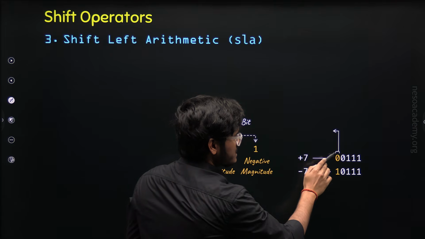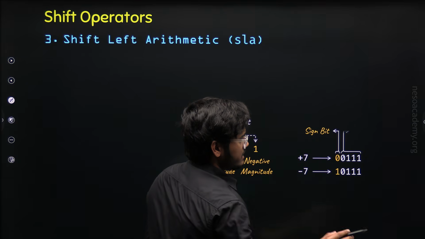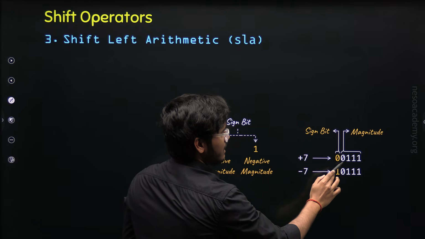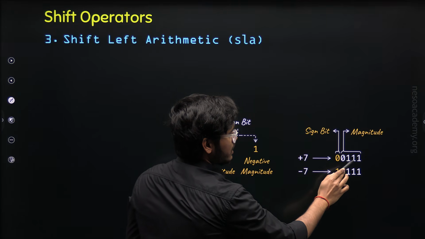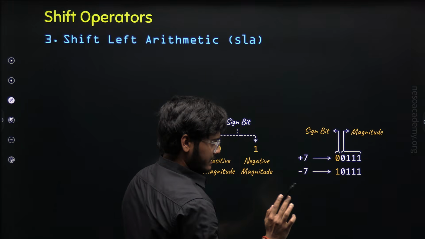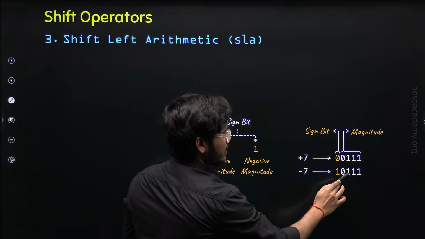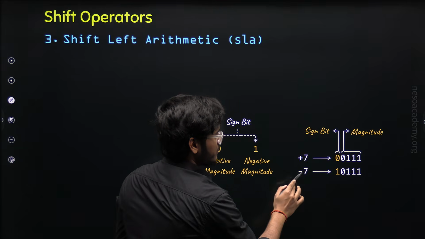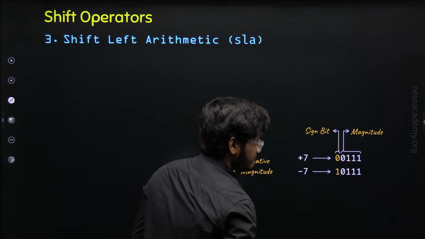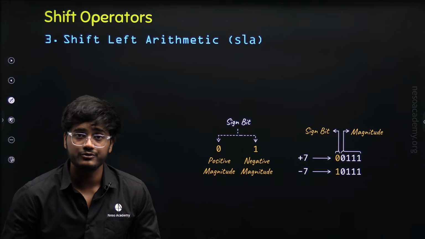So overall, the MSB acts as a sign bit and the remaining bits represent the magnitude of a number. So 0 means a positive number and the remaining bits 0, 1, 1, 1 represent the number 7. Overall, positive 7. In the same way, 1 represents a negative number and the remaining bits 0, 1, 1, 1 represent the number 7. Overall, 1, 0, 1, 1, 1 represents negative 7. I hope you understand how to identify the sign of a binary value.